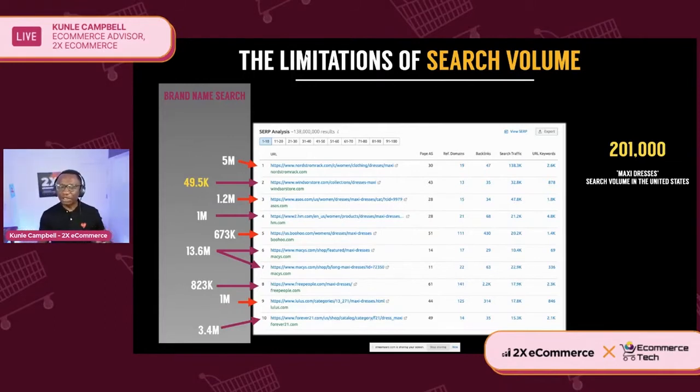And you'd find that with all these other brands, most of them are 70% brand name search and then 30% generic. So really there is even a limitation in terms of search volume for generic search terms.